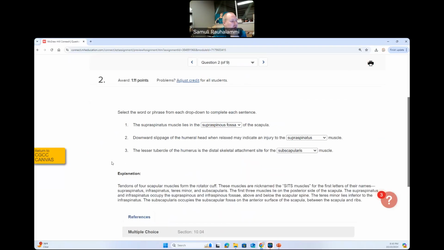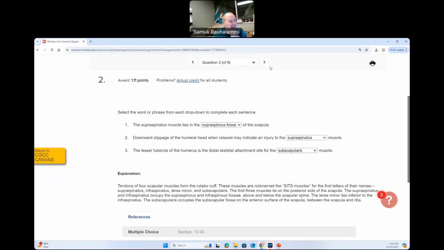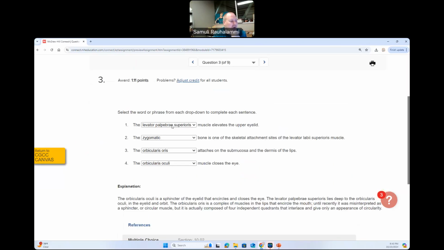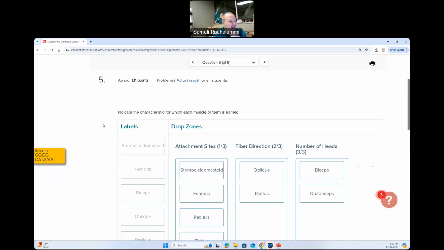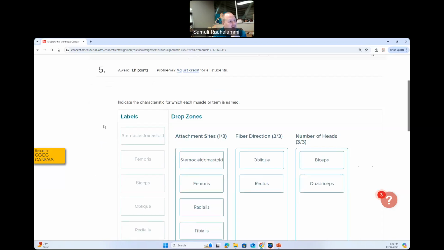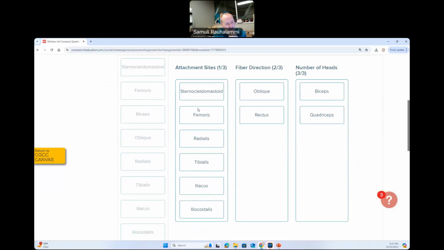We can also complete sentences. So supraspinatus muscle lies in the supraspinous fossa of the scapula. So really choosing the best option to make this sentence correct. I have quite a few of those sentences, but we could also work on indicating characteristics for each muscle or the term that it's named based on. Here we see, for example, the attachment sites, fiber direction, or even number of heads that might be helpful as we're trying to understand those muscles.